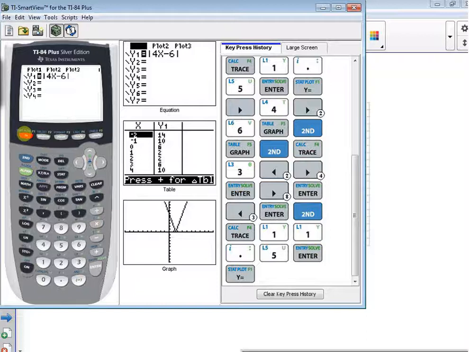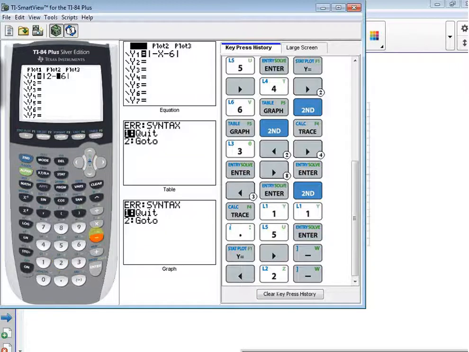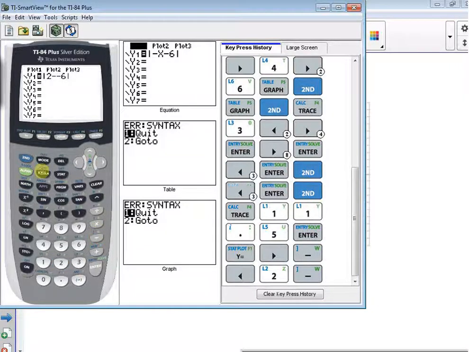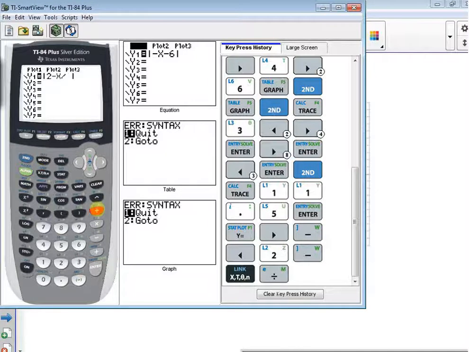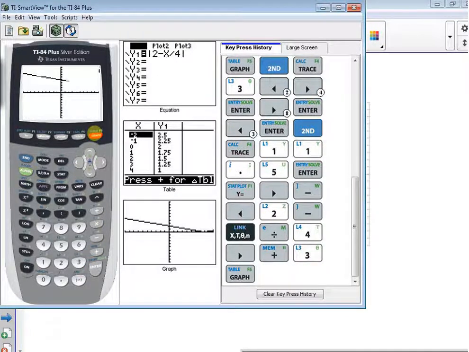Okay, so back to y equals. So this one I'm going to enter 2 minus, it didn't take my 2. 2 minus x divided by 4 plus 3. And if we take a look at the graph, okay, so it's kind of hard to see the min.